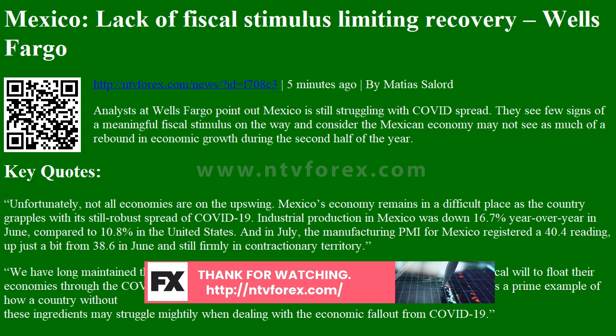We have long maintained that countries with the fiscal capacity, capital markets access and political will to float their economies through the COVID-19 would have a major leg up, and Mexico's experience thus far is a prime example of how a country without these ingredients may struggle mightily when dealing with the economic fallout from COVID-19. Our latest forecast has downgraded real GDP growth for Mexico for both 2020 and 2021. If realized, Mexican real GDP would contract in 3 consecutive years from 2019-2021.